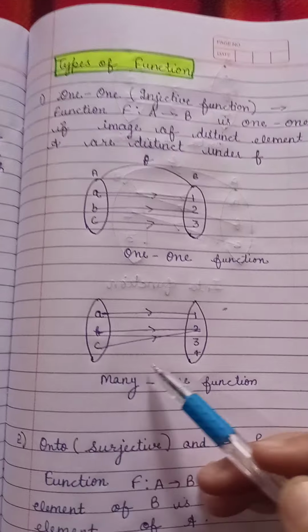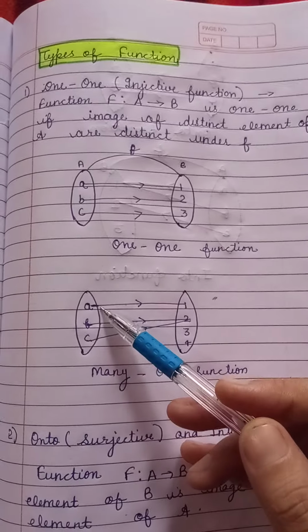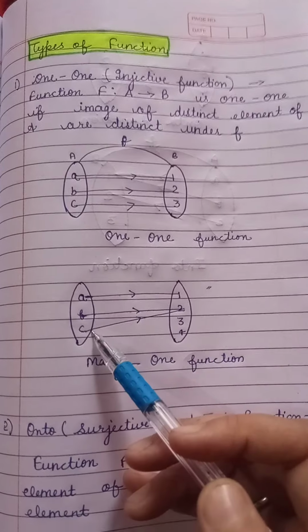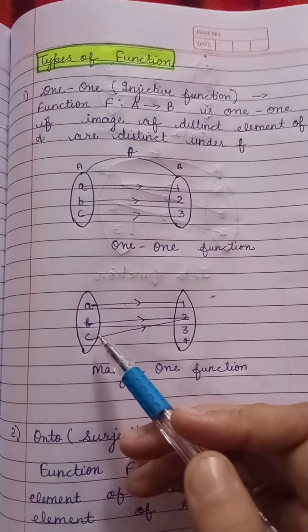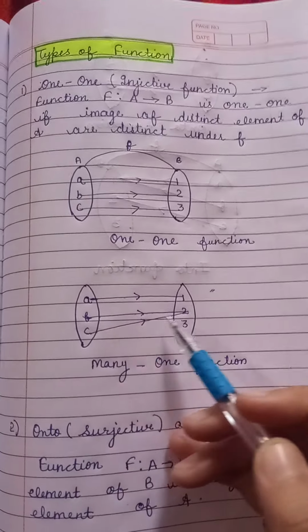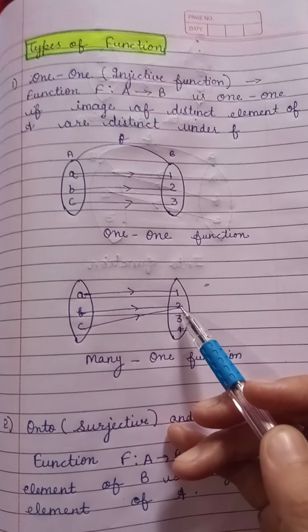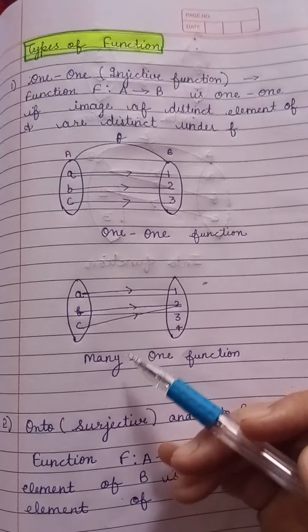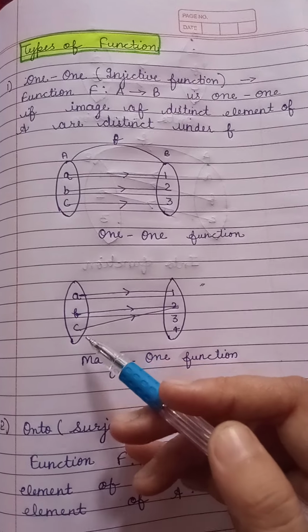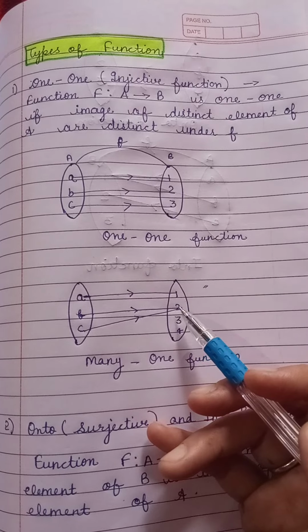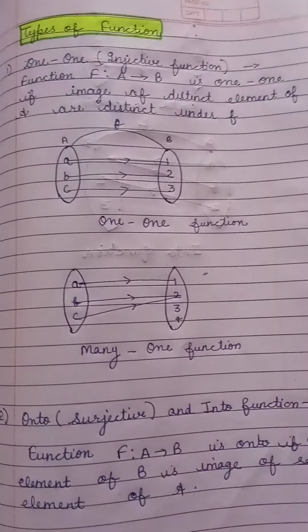Now let us take another example here. This is a set A, set B. Here a goes to 1, b goes to 2 and c goes to 3. Here b and c have the same image, that is 2. So this violates the definition of one-one. So this is not a one-one function because b and c contain exactly the same image, that is 2. So this is a many-one function.